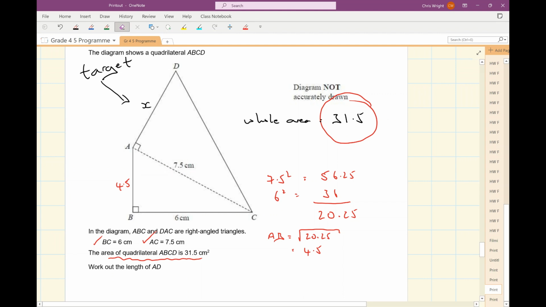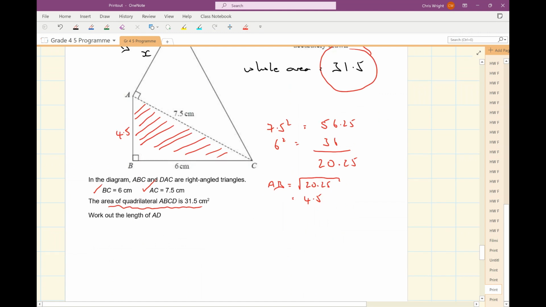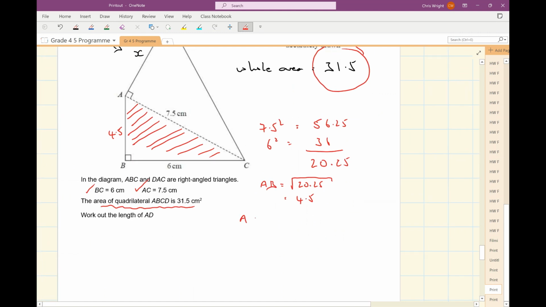Now I can work out the area of this bottom triangle, can't I? The area will be the base times the height divided by 2. Well, that's 6 times 4.5 divided by 2. Well, I can do that on my calculator. Gives me 13.5. So that's the area of that bottom triangle.